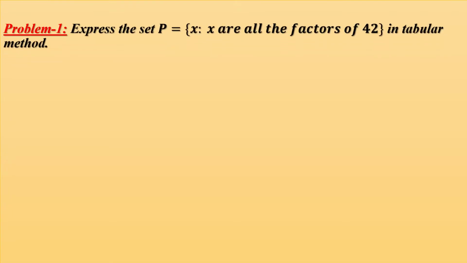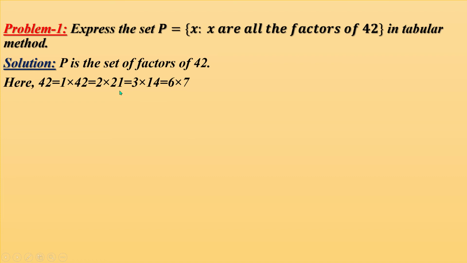Problem 1. Express the set P equal to {x such that x are all the factors of 42} in tabular or roster method. Okay, solution. Let P be the set of factors of 42. Here 42 equals 1 times 42, or we can write 2 times 21, or we can write 3 times 14, or we can write 6 times 7.